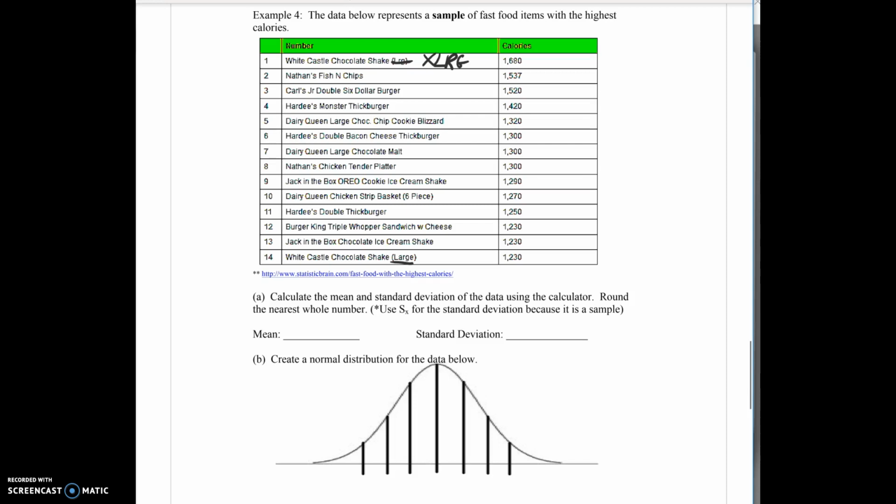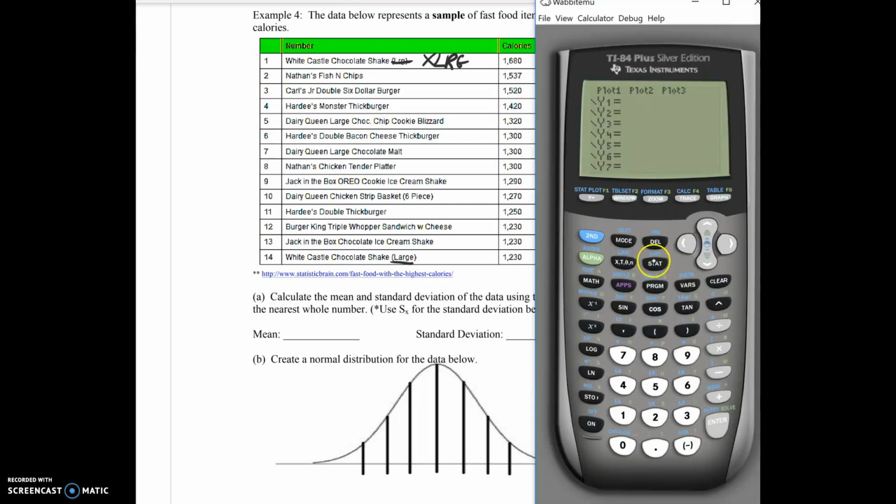So we're going to take the data underneath the calories. We're going to put this into our stat edit on our calculator. So we're going to do stat edit. The stat button is right next to your arrows. Enter for the first one. And if you have anything in list 1, go up top, hit clear and enter. You don't really need list 2, but you could also clear that and enter as well. So I'm going to put everything in.